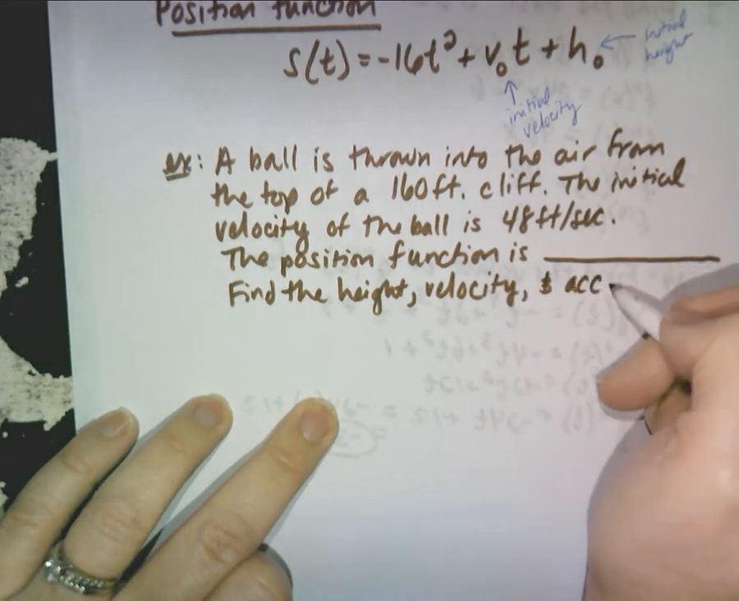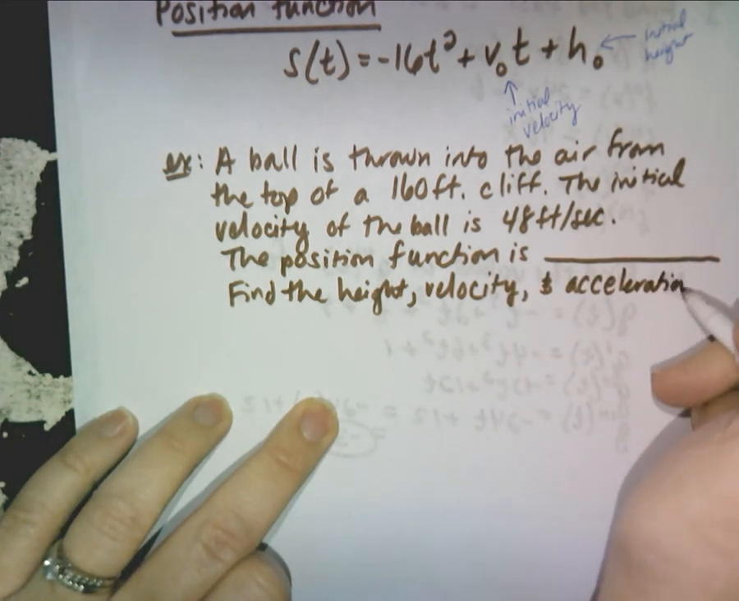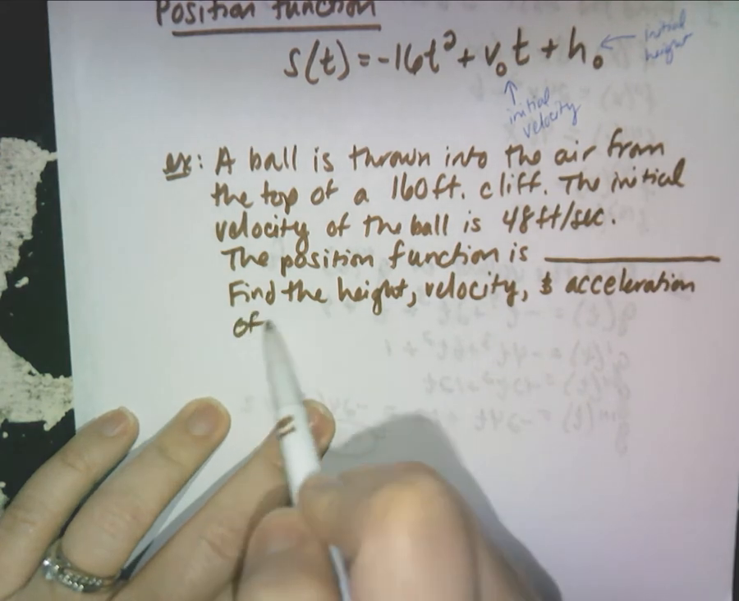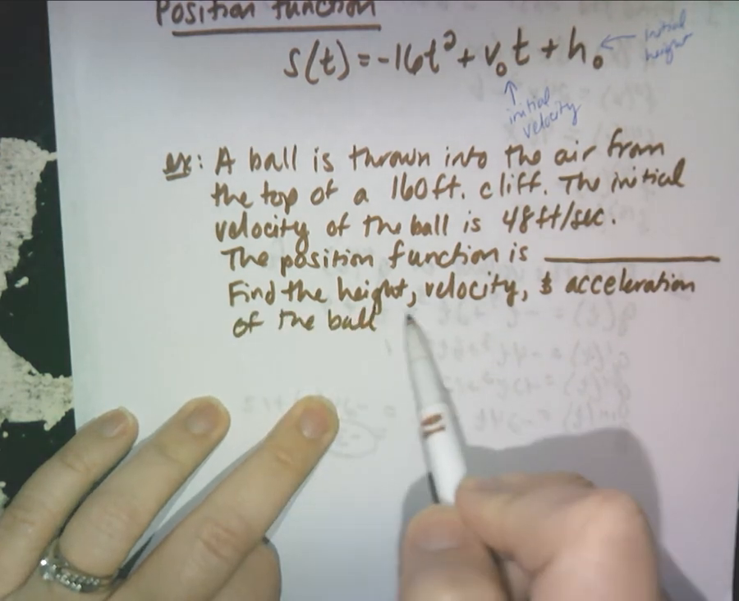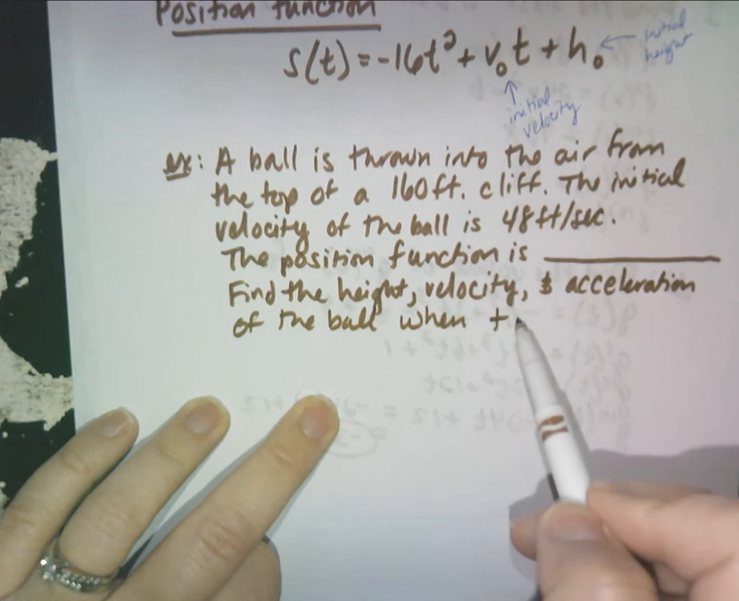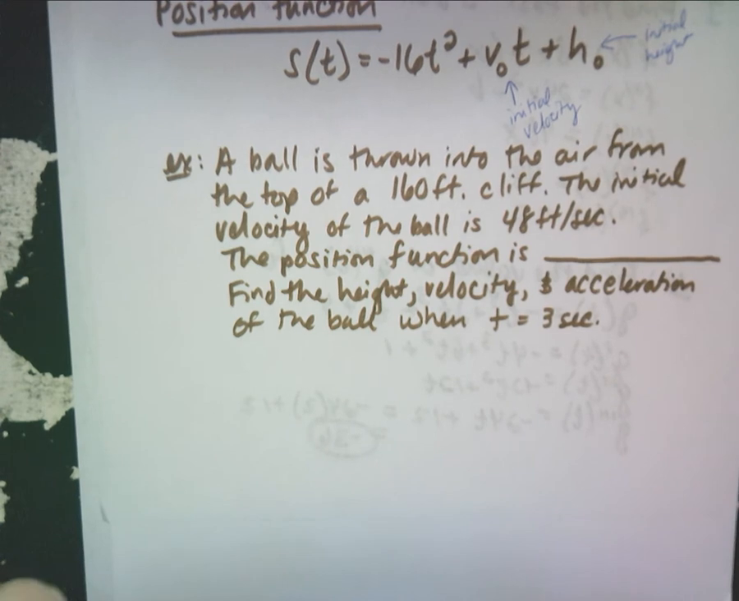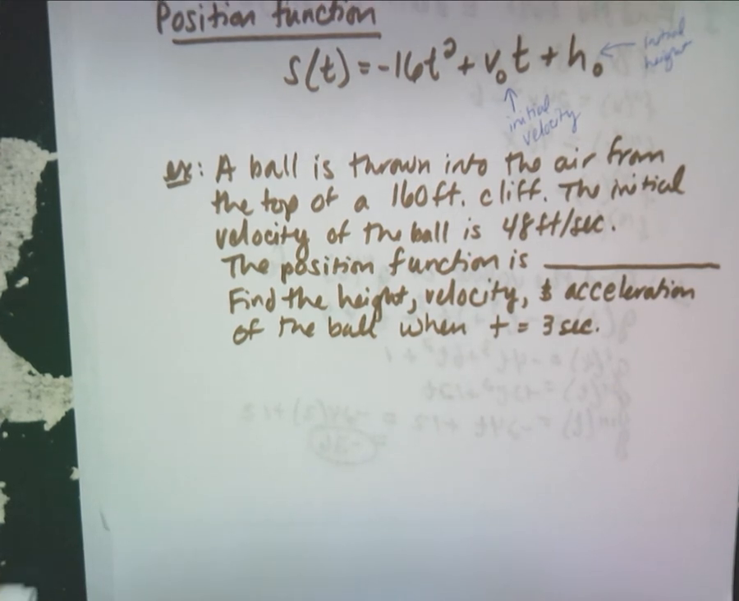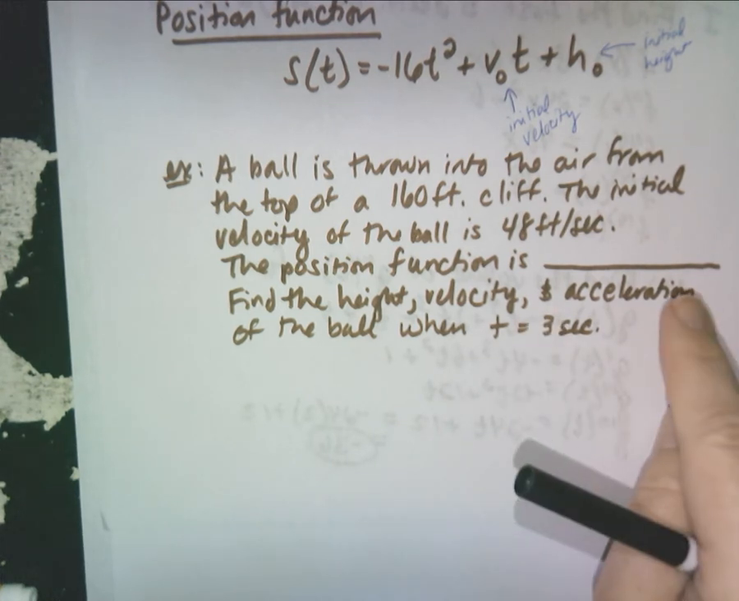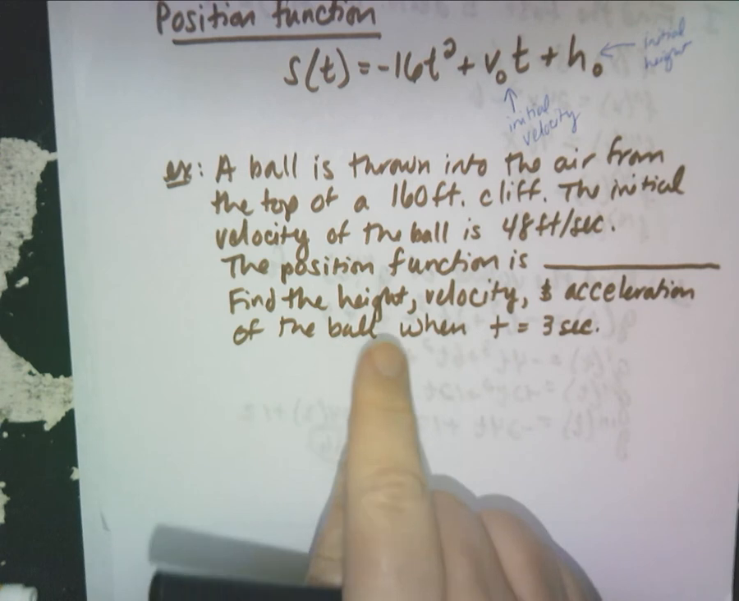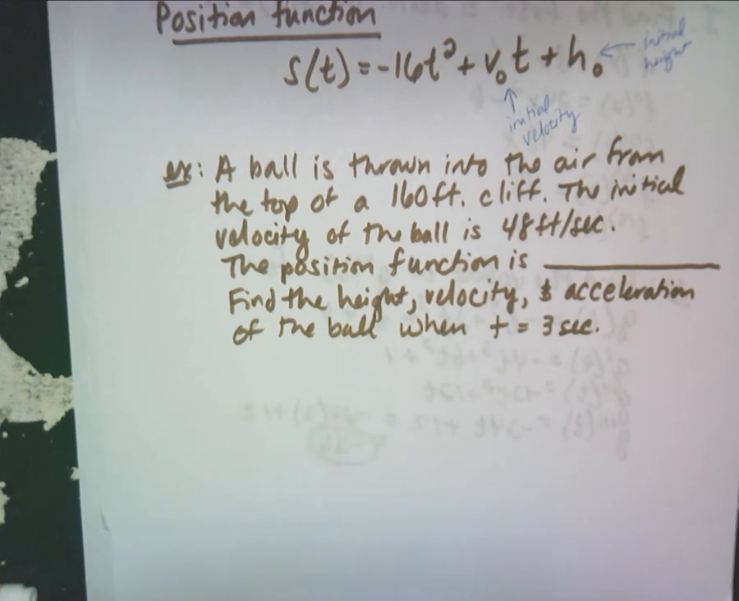Okay, we are going to find height, velocity, and acceleration of the ball when t equals 3 seconds. Let me read this again for those who are still copying it down. A ball is thrown up into the air from the top of a 160-foot cliff. The initial velocity of the ball is 48 feet per second. We're going to find the height, the velocity, and the acceleration of the ball after t.